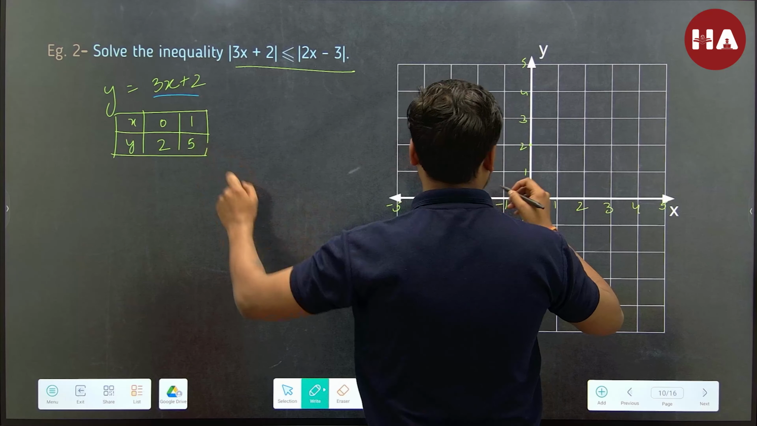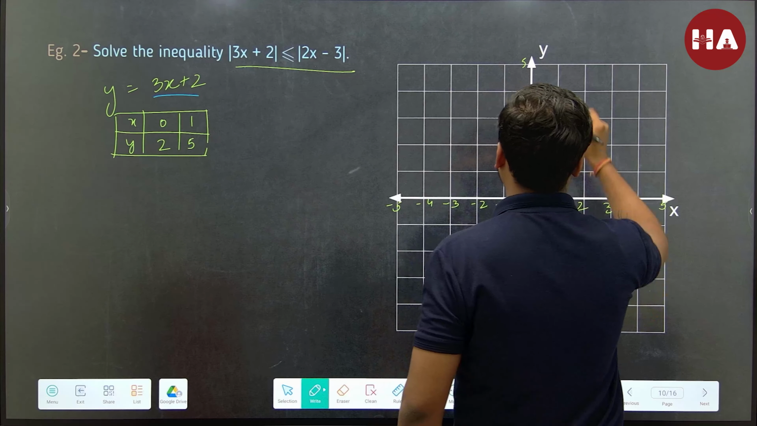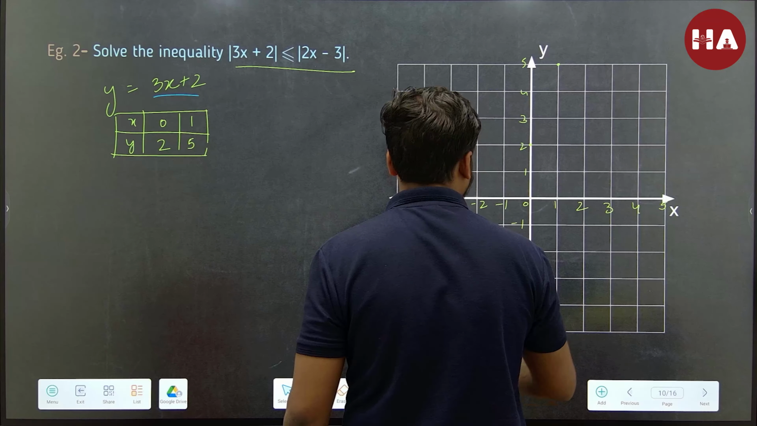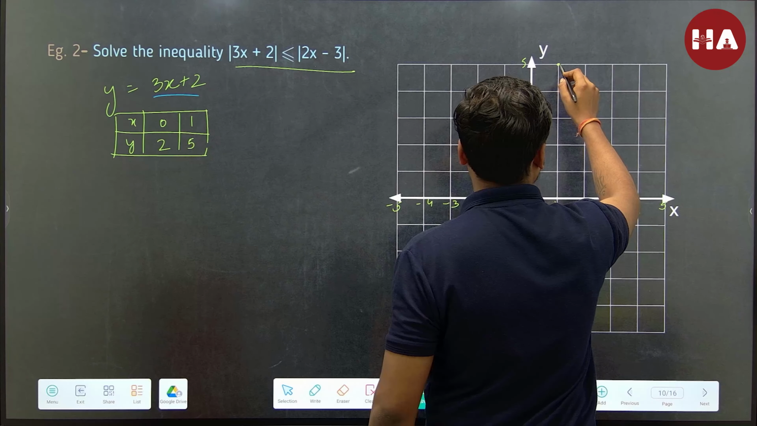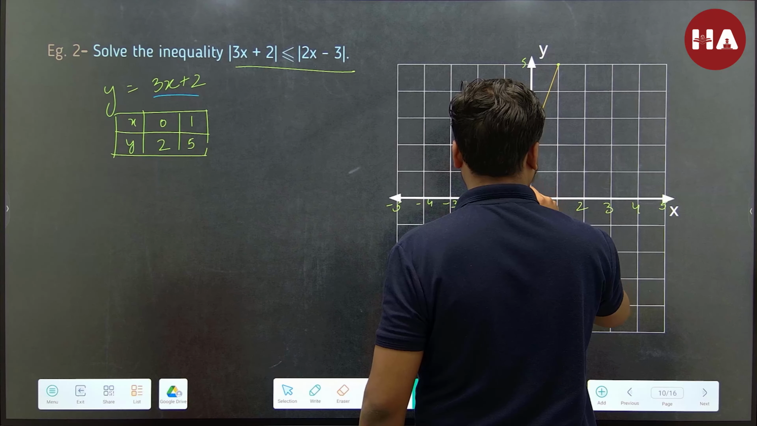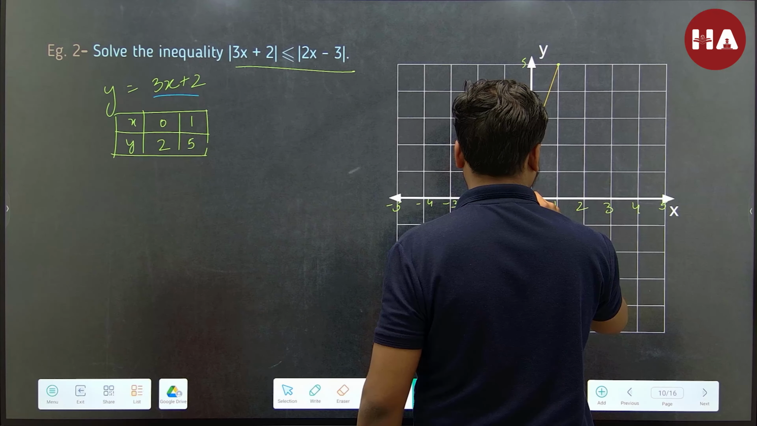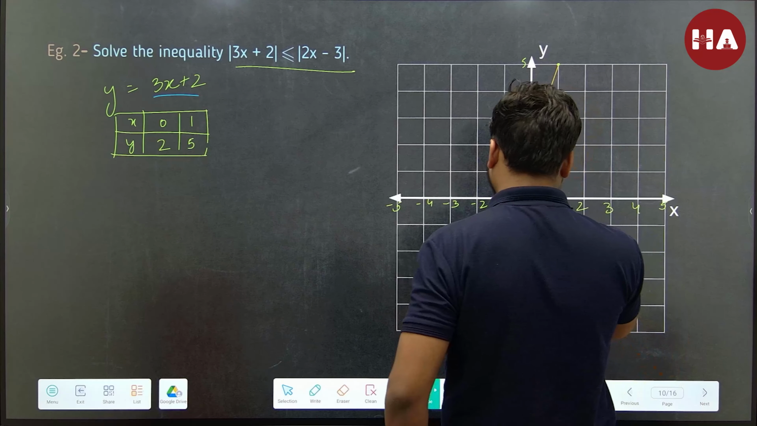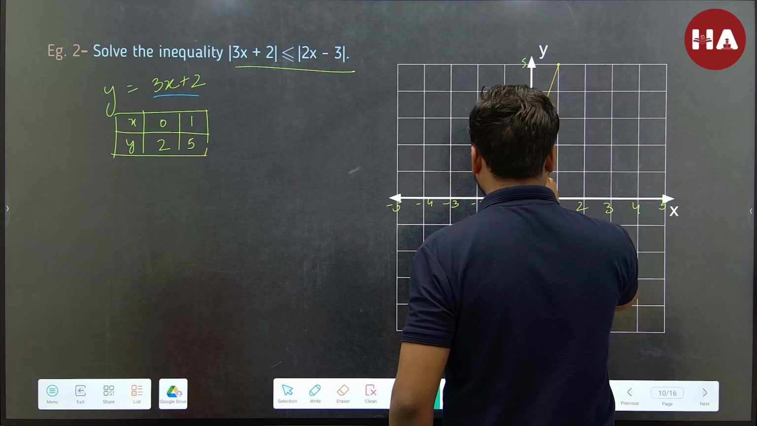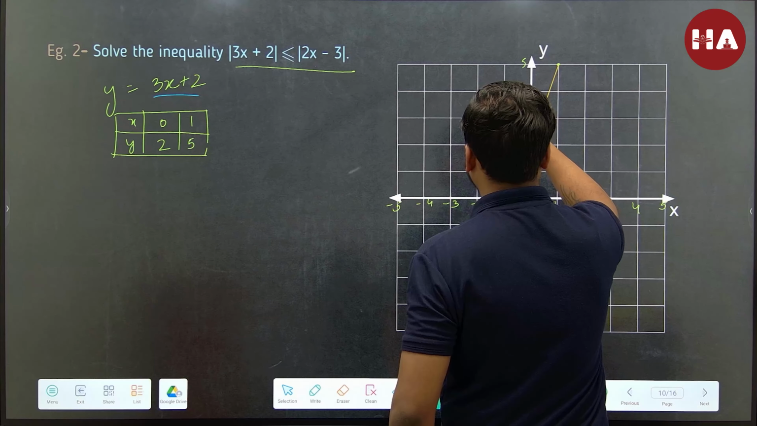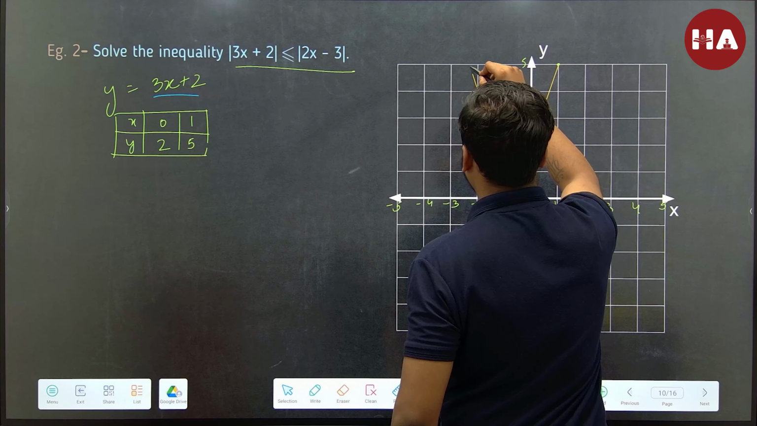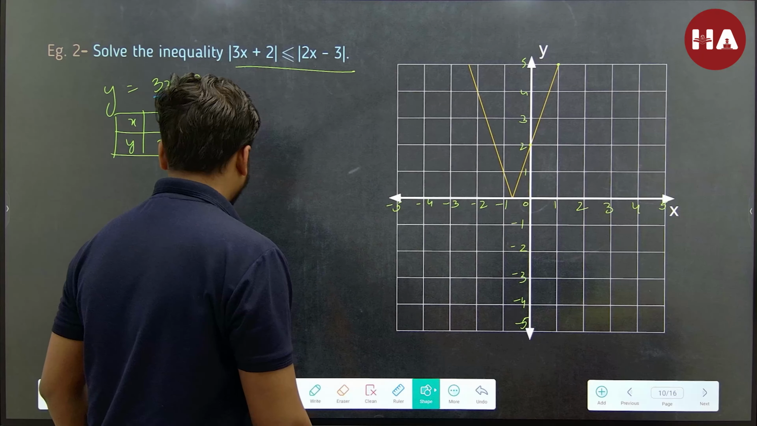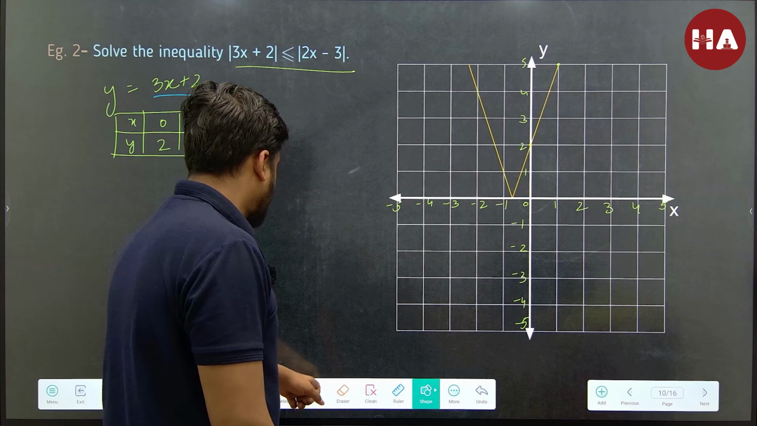When x is 0, y is 2. When x is 1, y is 5, right? So let's draw the shape. All right, now when we reflect this, we get something like this. Okay, now let's do the same thing for the other one as well.